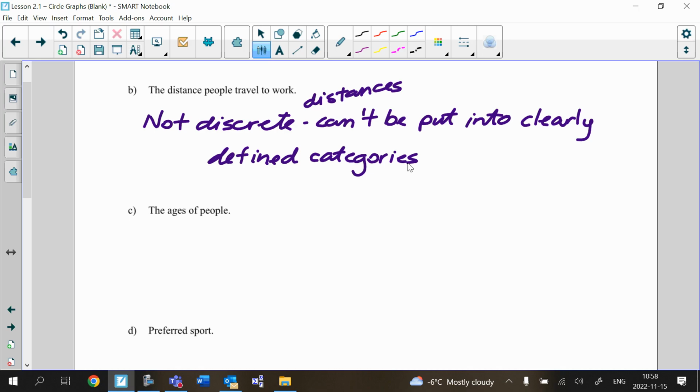You could put it into a range, so it could be discrete if you put it into a range, right? But if you don't put it into a range, it's not discrete, because somebody could be 15.7 years, somebody could be 15.75, because time is not discrete.